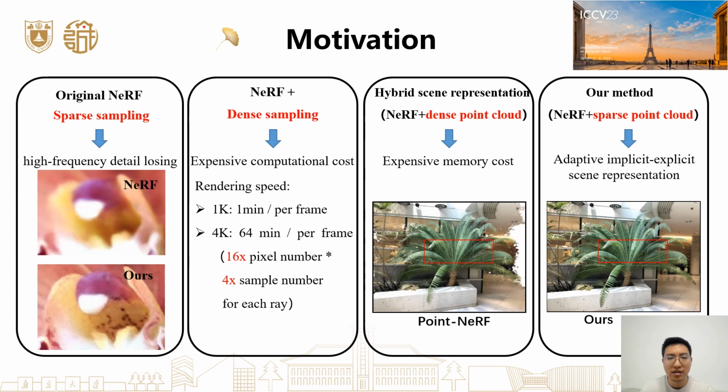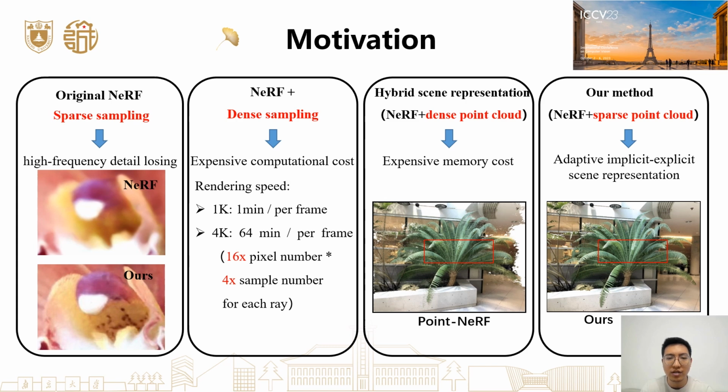To reduce the computational cost, some methods adopt a hybrid scene representation. For instance, Point-NeRF combines NeRF with dense point clouds for fast rendering. However, it is challenging to reconstruct dense point clouds for high-resolution real-world scenes, specifically for the background areas, which results in holes in the render results. Taking these issues into account, we propose a method that combines NeRF with sparse point clouds.